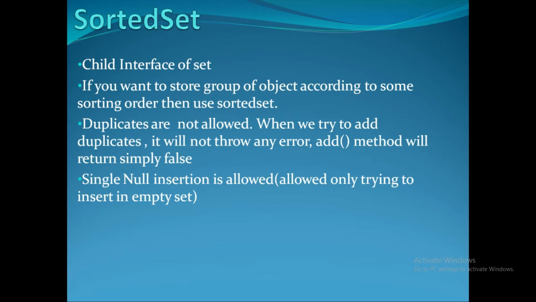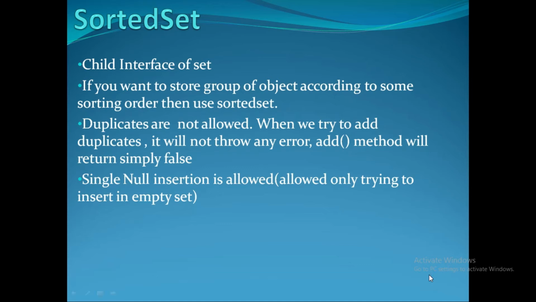Why? Because it stores the elements according to some sorting order. If you don't declare any sorting order, it will store the elements according to the natural sorting order. What is meant by natural sorting order? In case of numbers, it will store in ascending order. In case of strings, it will store according to alphabetical order. That is the default natural sorting. So when we try to add an element, it compares the element we are adding with the elements present in the set.